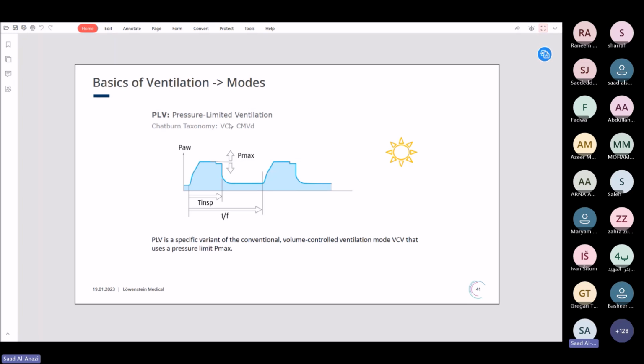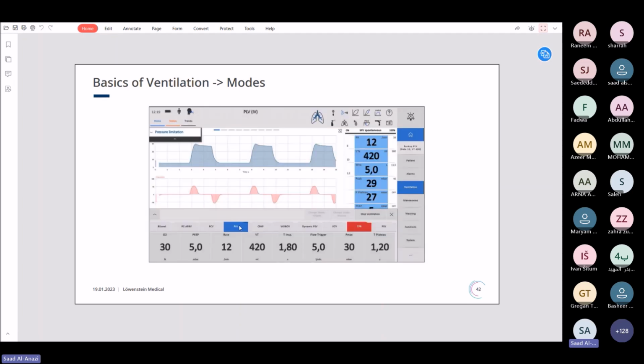We also have the pressure limited ventilation. It's the specific conventional volume control mode that uses a pressure limit, pressure max. You can see it here also in the ventilation options. So we have all kinds of modes. You can select pressure limited ventilation. The only difference is that you have the P max here, which you can select from here, compared to volume control.